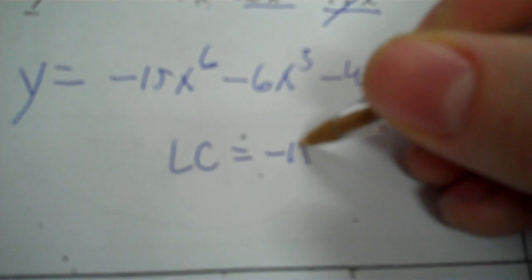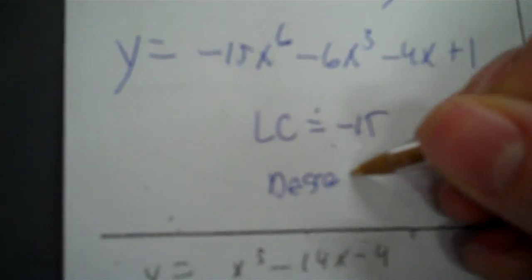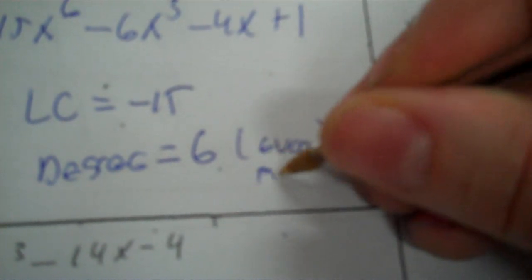Okay, so the leading coefficient is a negative 15, which means the end behavior here is negative on the positive side. And then the degree is going to be 6. Well, that's an even exponent, so then it's even. So now instead of opposite end behaviors, the end behaviors have to be a match. Okay, so my end behavior has to match what's going on there, which would be negative infinity.